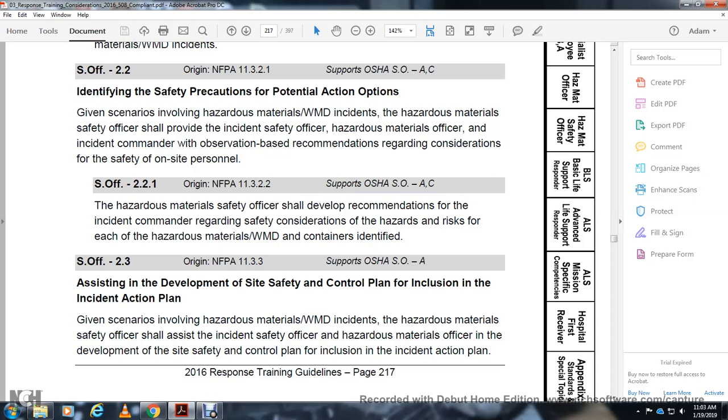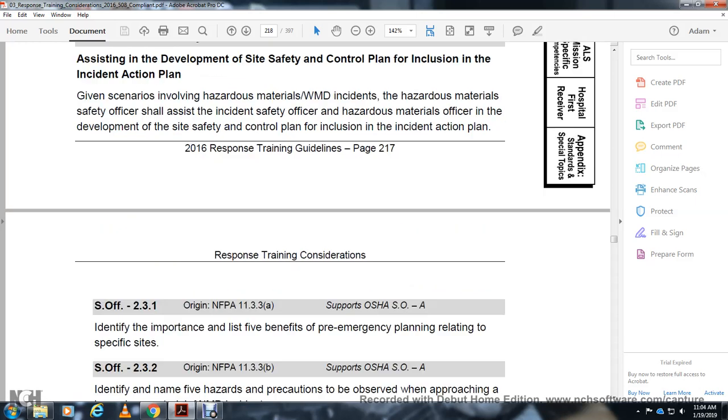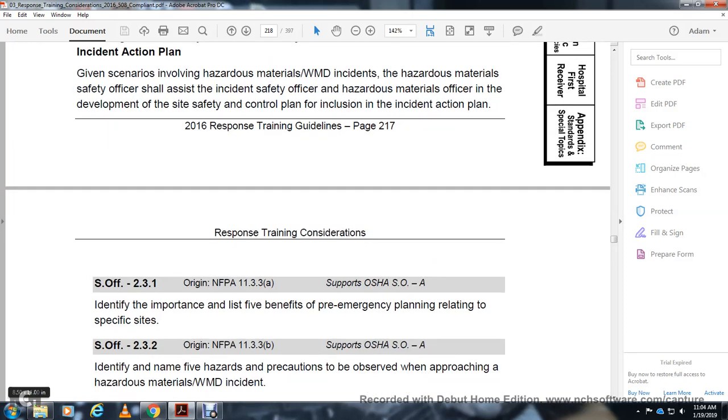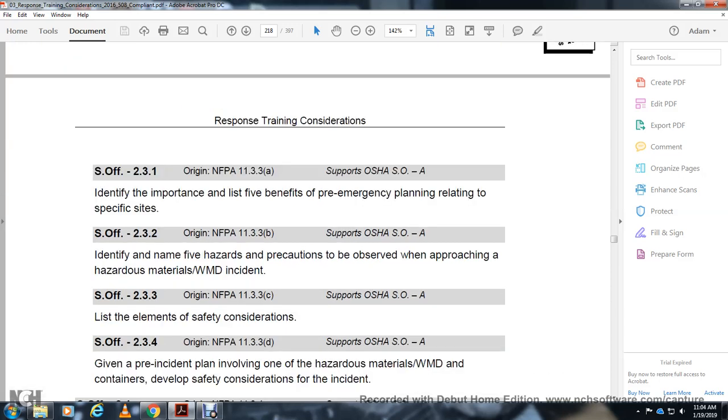Given the scenario involved with the hazardous material weapon of mass destruction, the hazardous material safety officer, the incident safety officer, and the hazardous material officer develop the site safety control plan for inclusion in the incident action plan. Identify the five benefits of the pre-emergency plan relating to the specific site, and identify the five precautions to preserve when approaching the hazardous material weapon of mass destruction incident.